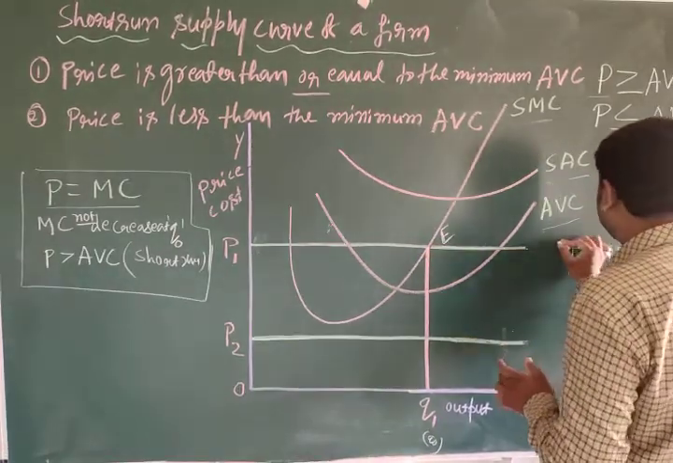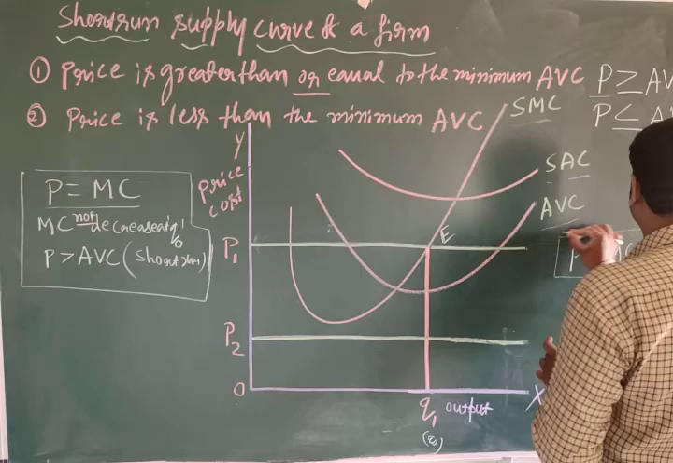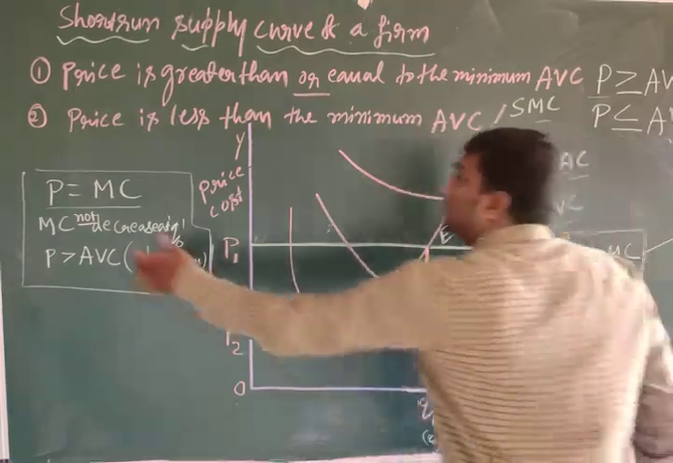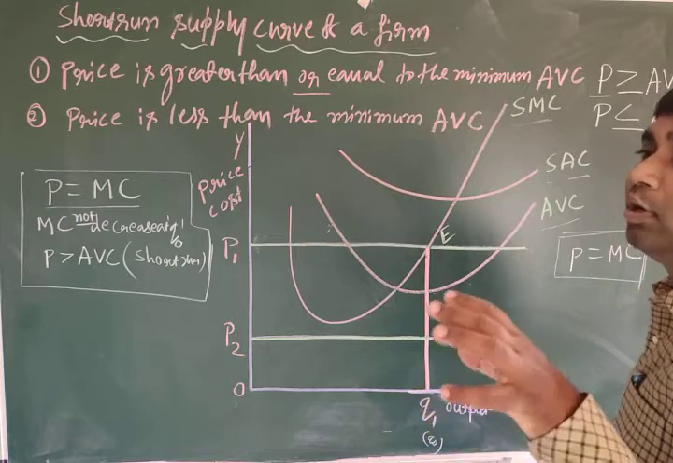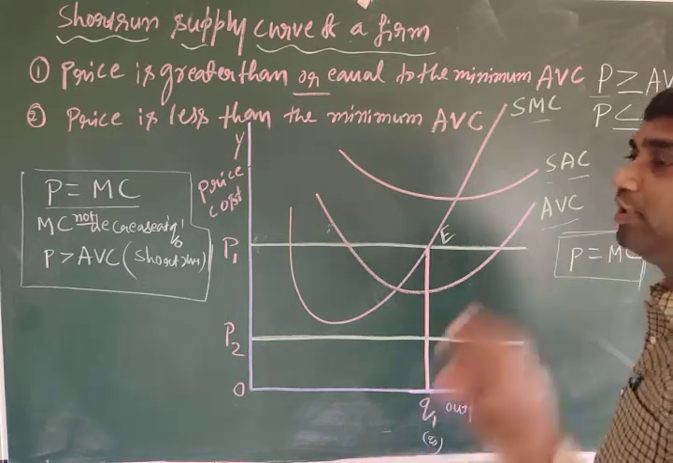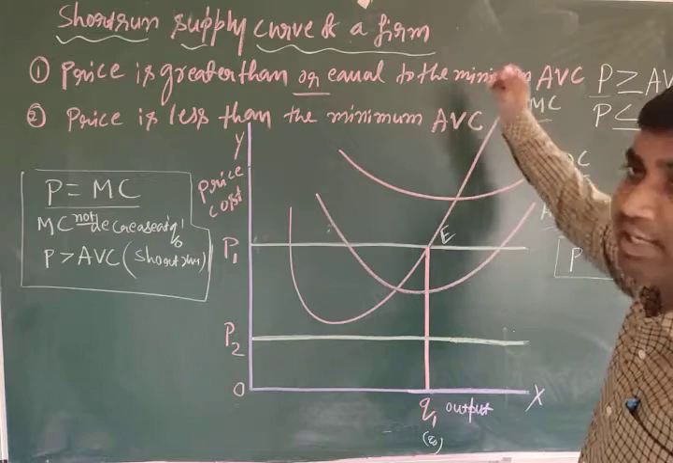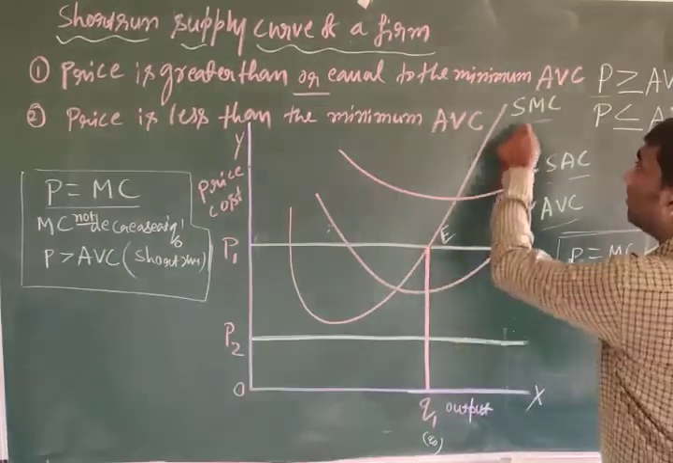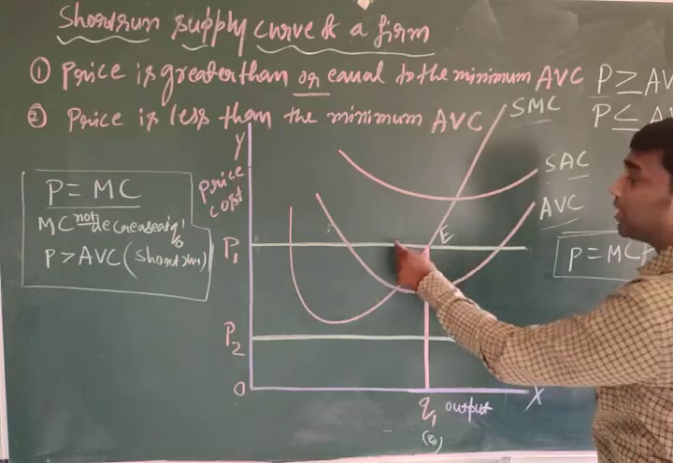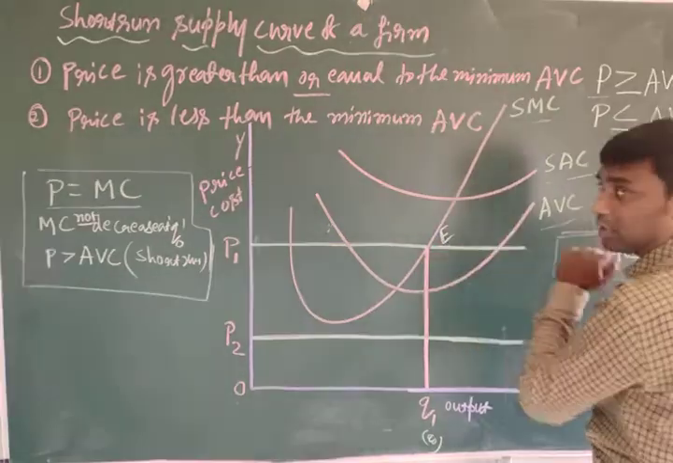That's why the first condition is fulfilled. What is the first condition? P equals MC. For what purpose? Profit maximization. For the firm to reach profit maximization, they should fulfill three conditions. So the first one is price should be equal to marginal cost. Our understanding: price should be equal to marginal cost, right?